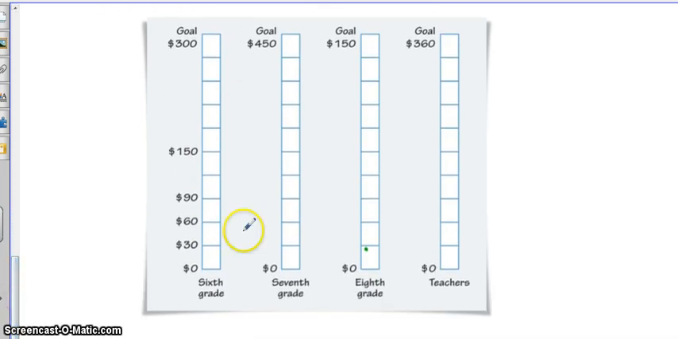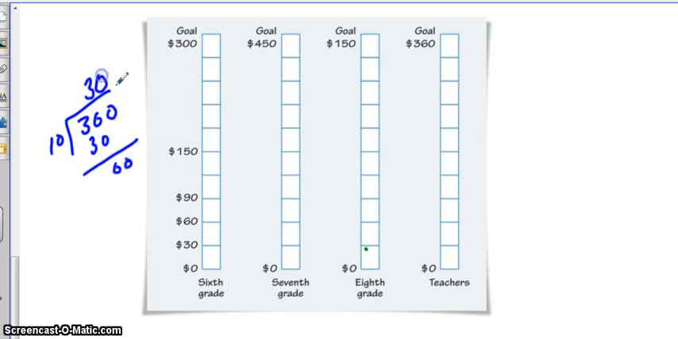So if we look here, we can tell that there are 10 parts. In order to figure out what each little line should be for 6th grade, we're going to take their total goal and divide it by 10. So if we do that, we get 30. So every line represents $30. So this one right here is 120, then 180, 210, 240, 270, and then 300 for the total.